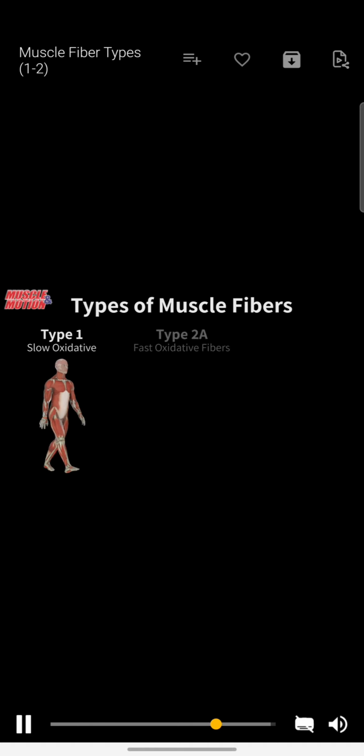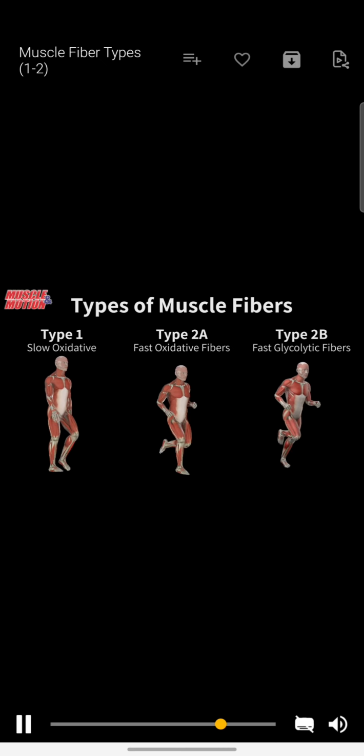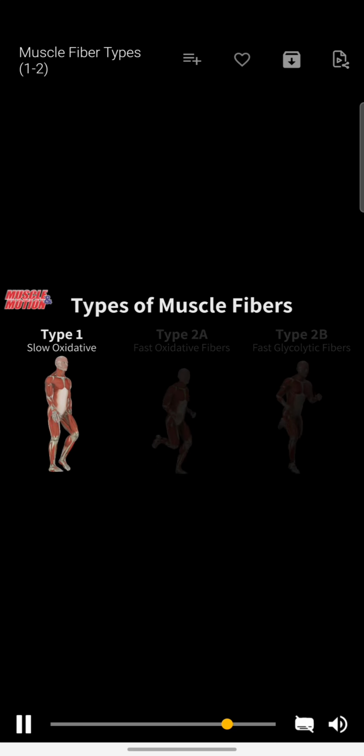All three muscle types always work together in each activity, but the scope changes depending on which activity you do. If you're doing a low-intensity activity, most of the fibers will be type 1, but if you're sprinting, most will be type 2.